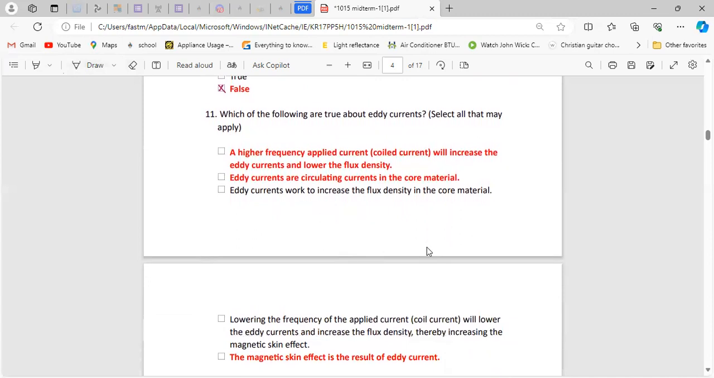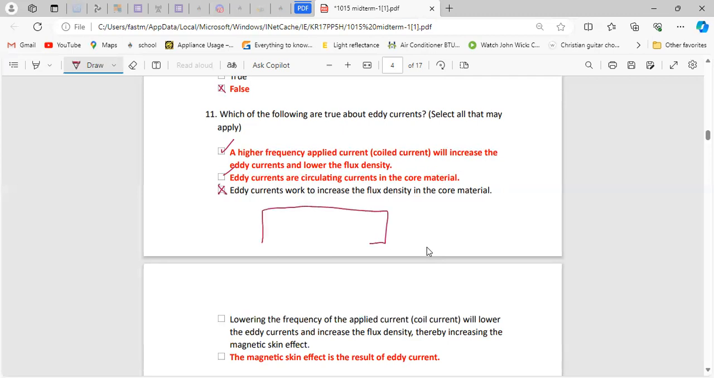Right? Anyway, which of the following is true about eddy currents? I think we just did eddy currents, right? A high frequency applied current will increase. Yeah, it will increase it, as I showed you. Eddy currents as well, I just told you. Eddy currents will increase. It will actually decrease the flux density.